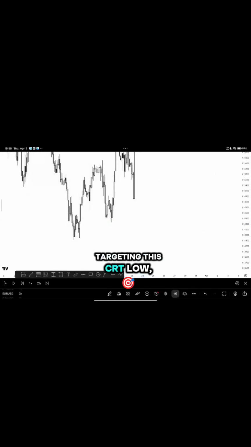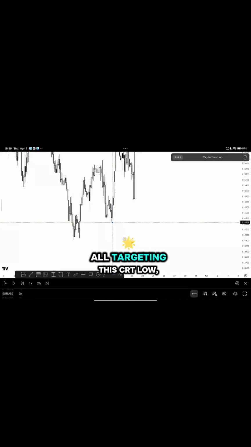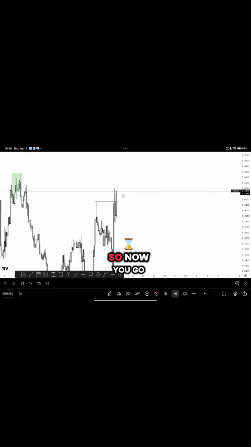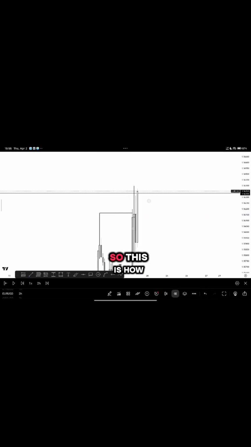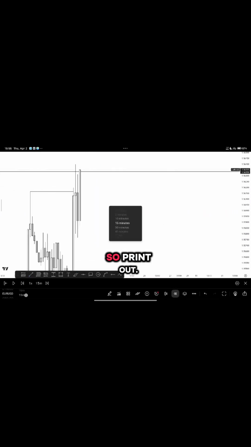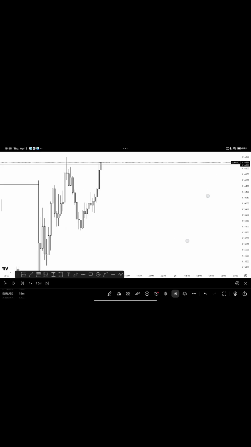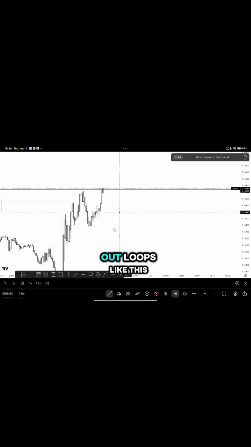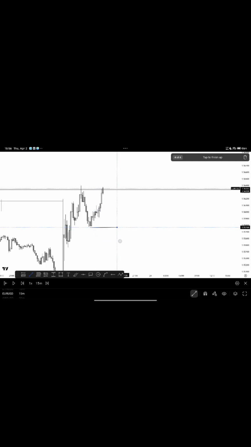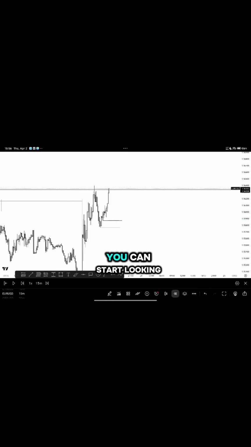Since we are all targeting this CRT low, now you go to your 5 to 15 minutes time frame to wait for price to take out a low. This is how you should be expecting price to behave after this sweep. You should be expecting price to take out lows like this, like this, and you can start looking for sells.